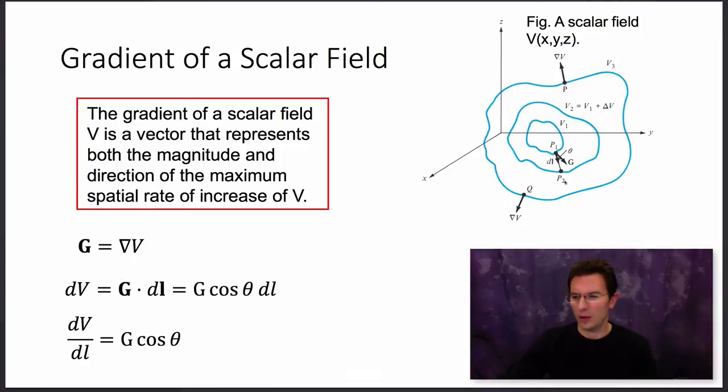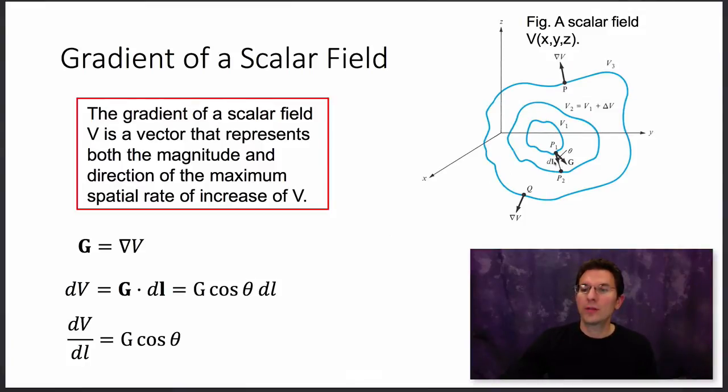If you look at this diagram here, dl is just a vector that points in a particular direction. You'd like to know how quickly is the field changing along this direction at this point, and the answer is g dot dl, or the magnitude of g times the cosine of the angle between the vector of interest and the gradient. And you can see very cleanly here that this differential scalar field, dv, is going to be maximum when cosine of theta is 1. That happens when theta is equal to 0.